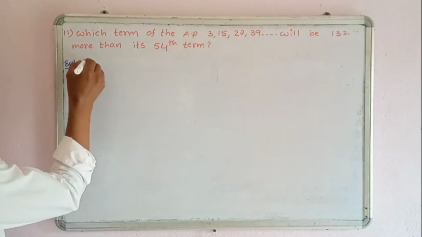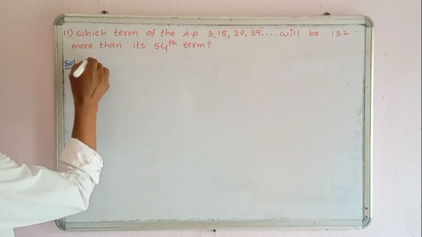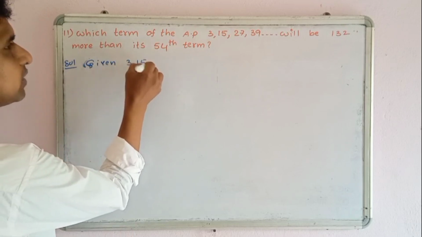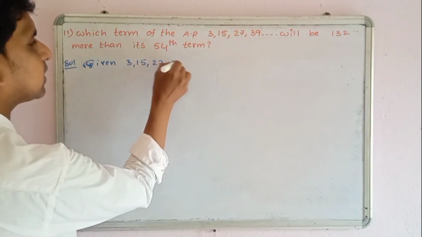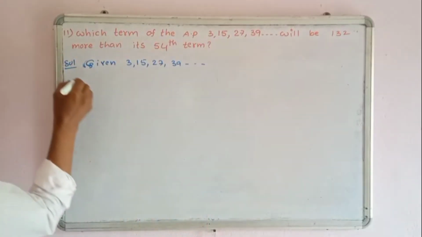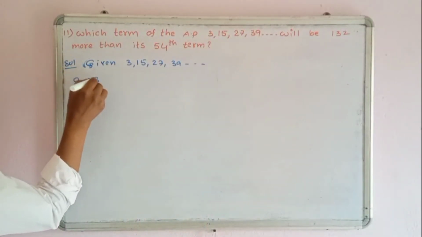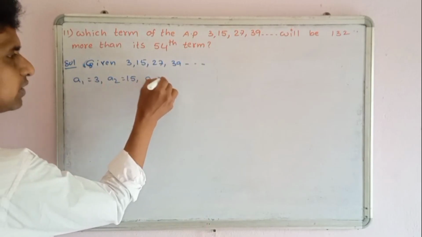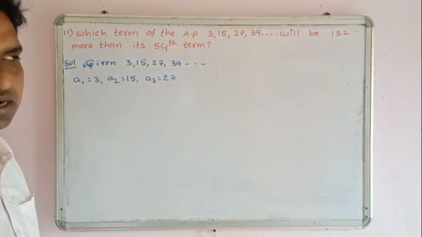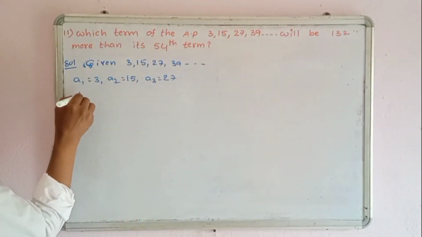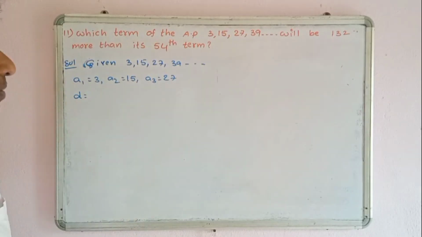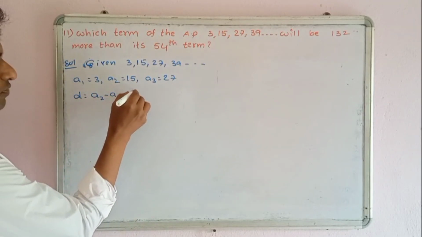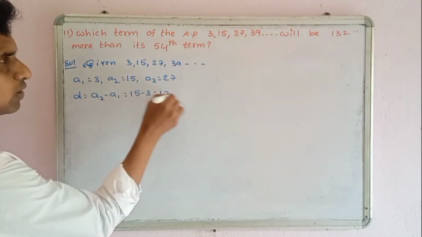Given series 3, 15, 27, 39 and so on. Here A1 equals 3, A2 equals 15, A3 equals 27, A4 equals 39. So first find the common difference. What is the common difference formula? d equals A2 minus A1, that is 15 minus 3, that is 12.